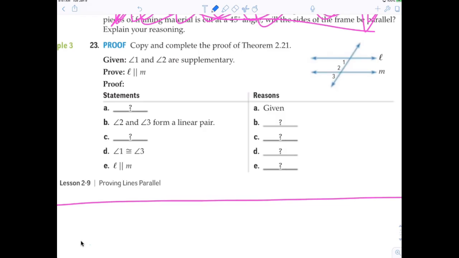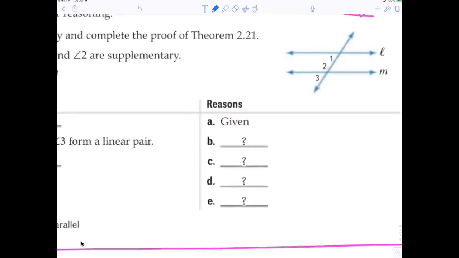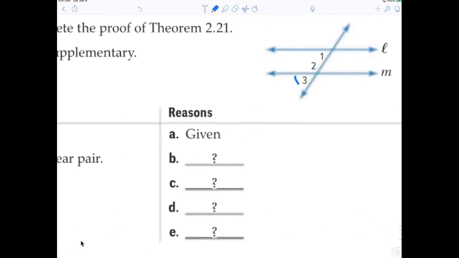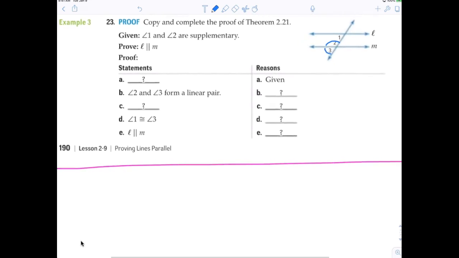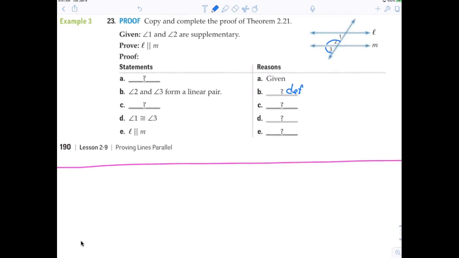Now, again, linear pair, you just have to remember that this right here forms a line, right? And that those two angles, angle 2 and angle 3, make that line. So that's why they call it a linear pair. So again, that was the definition of linear pair.